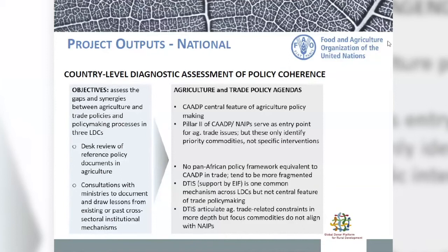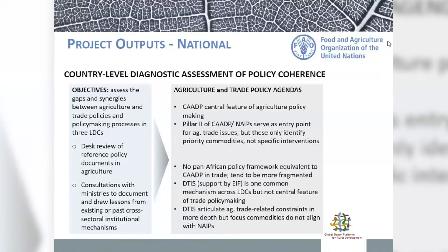And then we had a lot of bilateral consultations with the ministries, but also with other stakeholders that were suggested to us by the ministries and by other stakeholders within the country, to try to identify the mechanisms that are in place. So whether there are any institutional cross-sectoral mechanisms in place that link the ministries of agriculture and trade, and how those work, and what are the lessons from past or existing mechanisms in terms of their effectiveness.